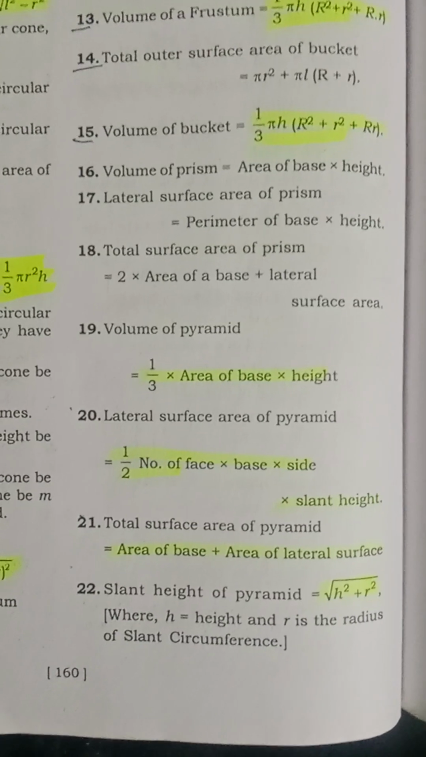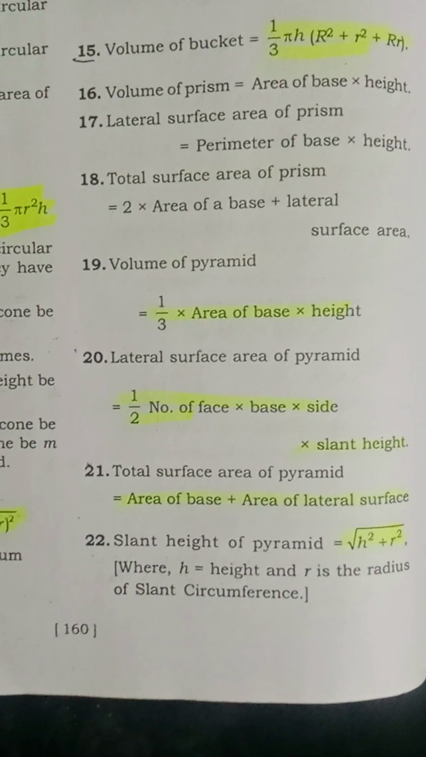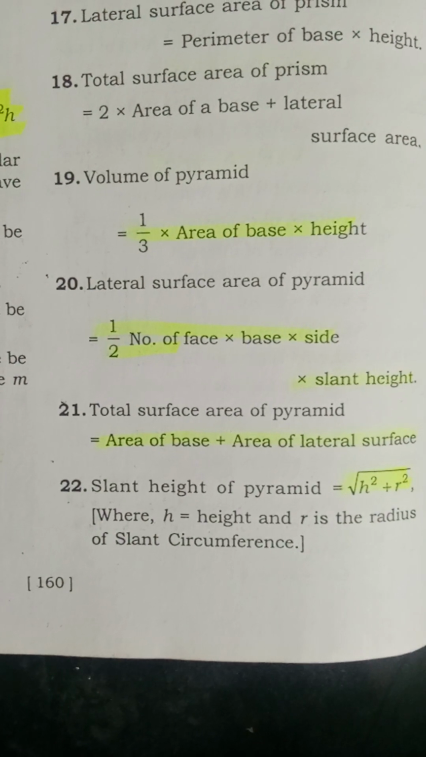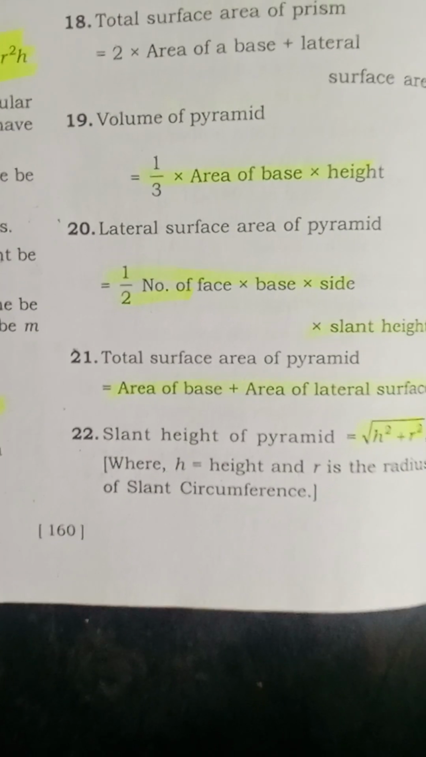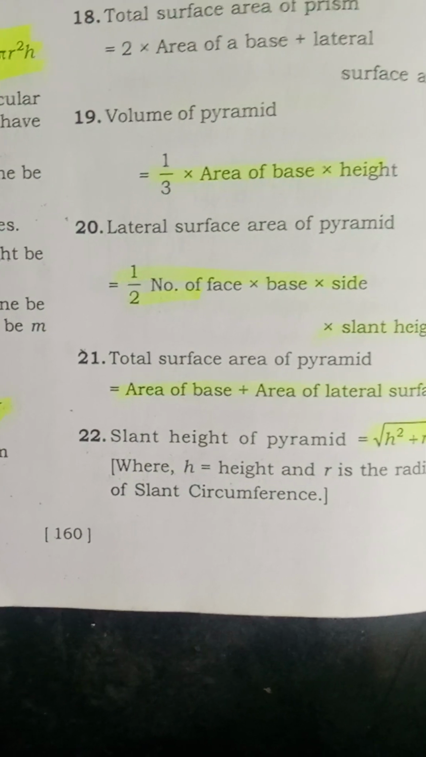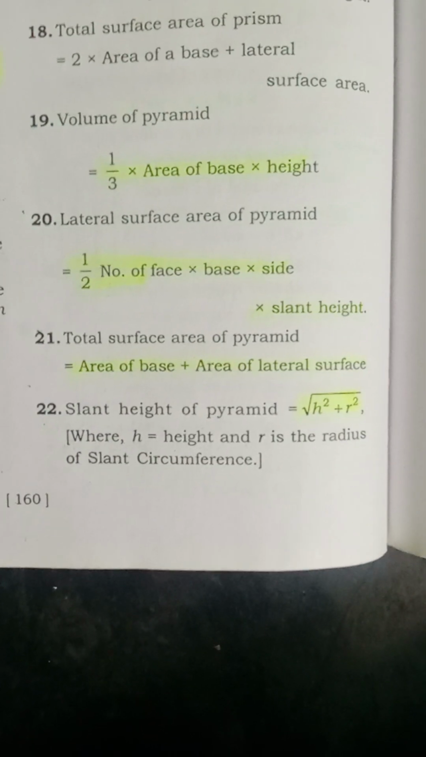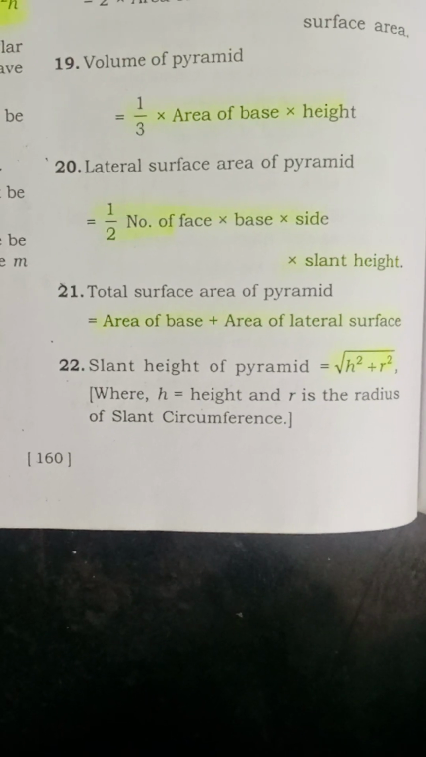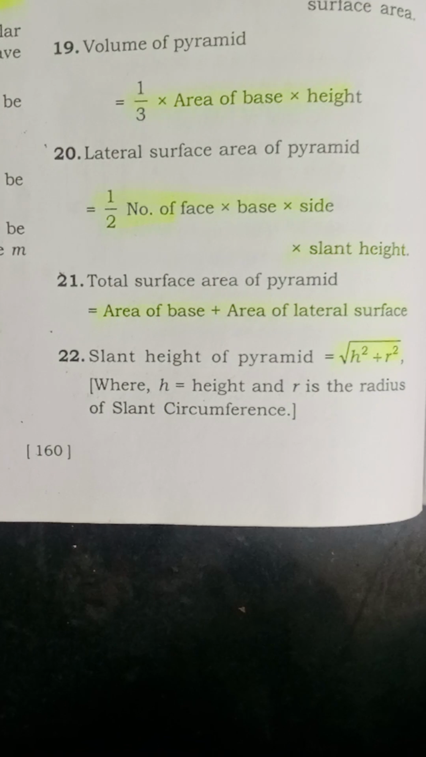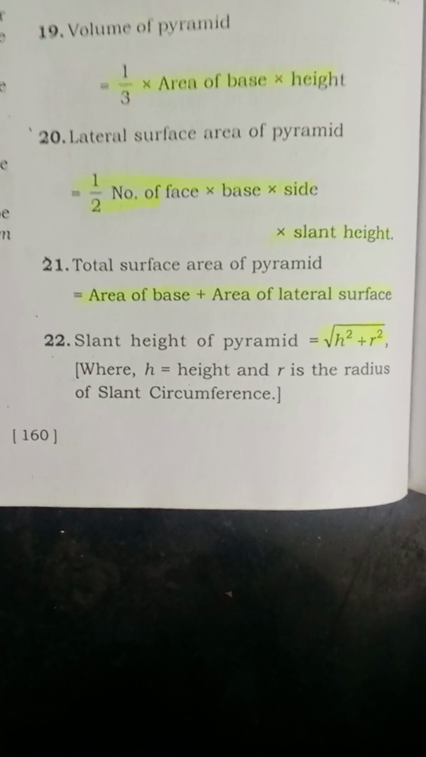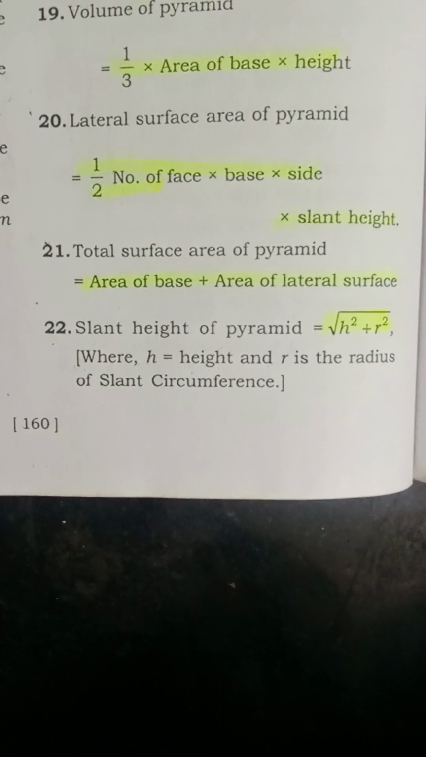Next point, volume of pyramid is equal to 1 by 3 area of base into height. Lateral surface area of pyramid is 1 by 2 number of faces into face side into slant height. Total surface area of pyramid is equal to area of base plus area of lateral surface. Slant height of pyramid is equal to root h square plus r square.